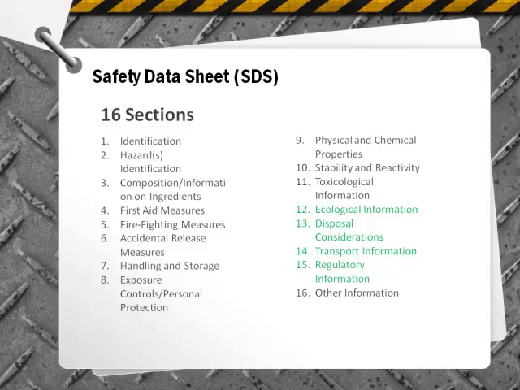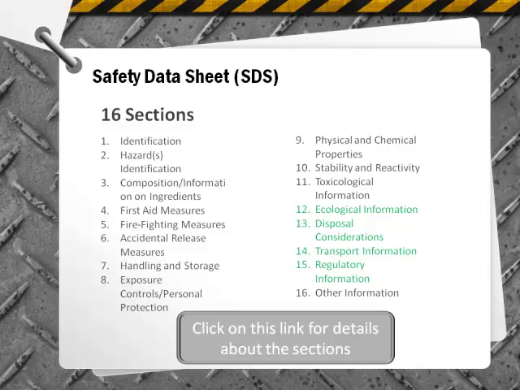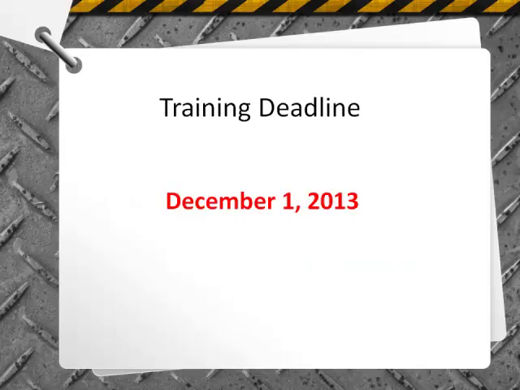The Hazard Communication Standard will require new SDSs to be in a uniform format and include the section numbers, the headings, and the associated information under the headings. OSHA will not be enforcing sections 12 through 15 as this information is regulated by other agencies. Click the link to view detailed information about the sections.